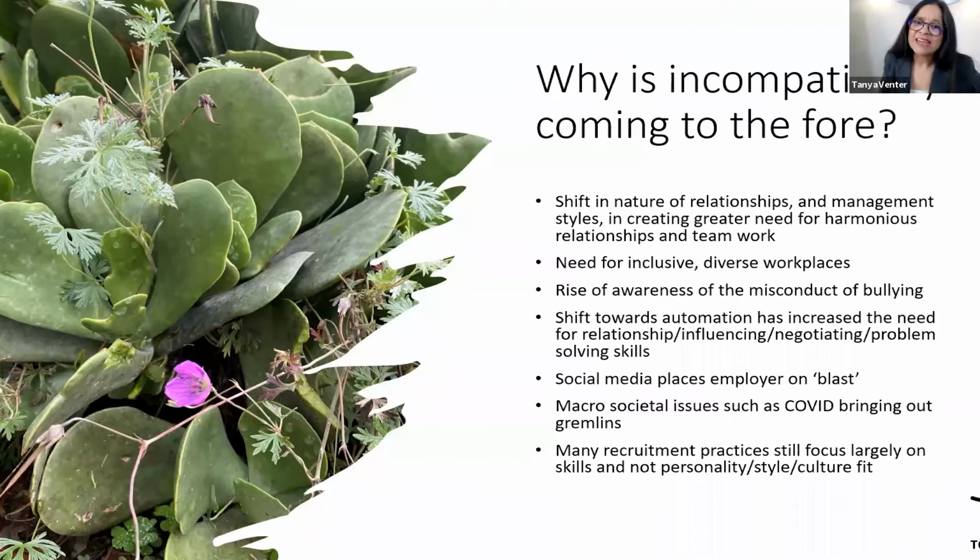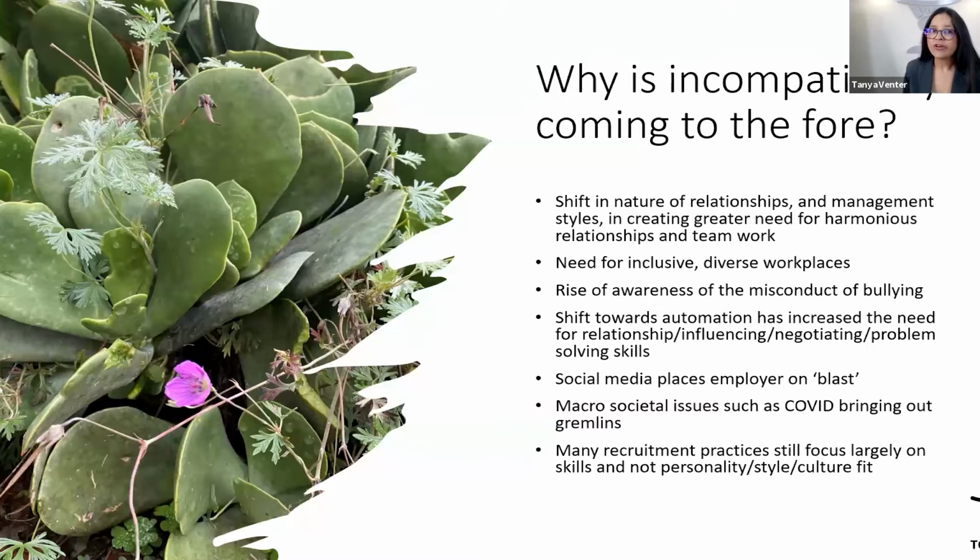We've also seen a rise of awareness in the misconduct of bullying, and obviously we've seen the draft Code of Good Practice around violence in the workplace. It's been recent. That was published last year. I think it was in August last year for commentary.